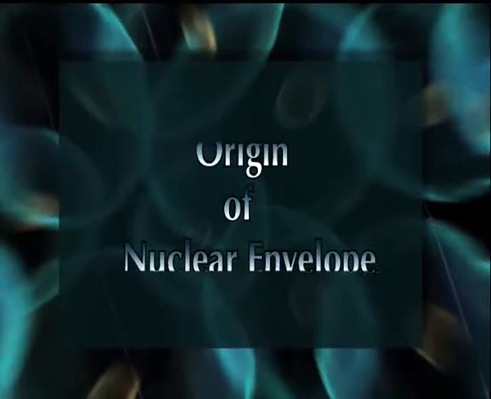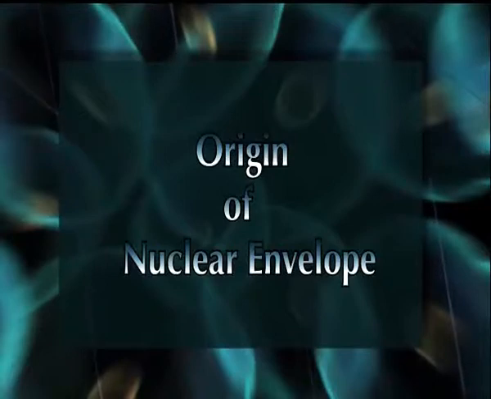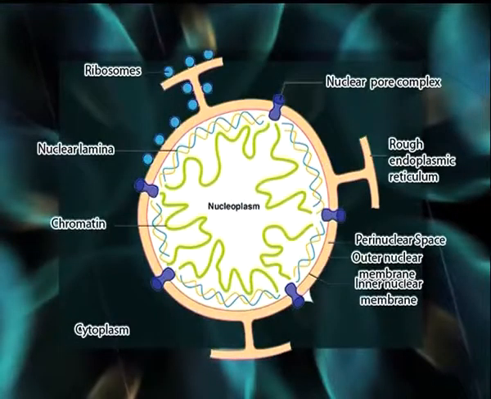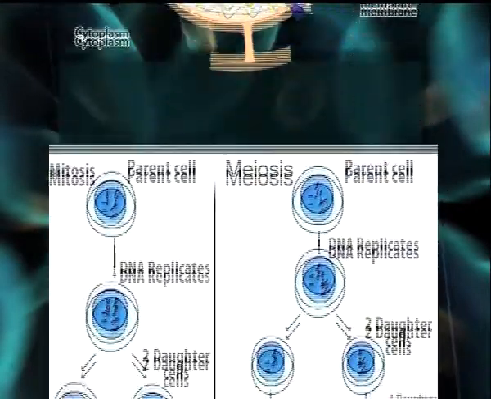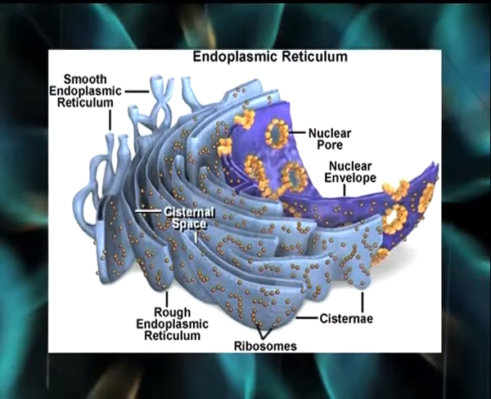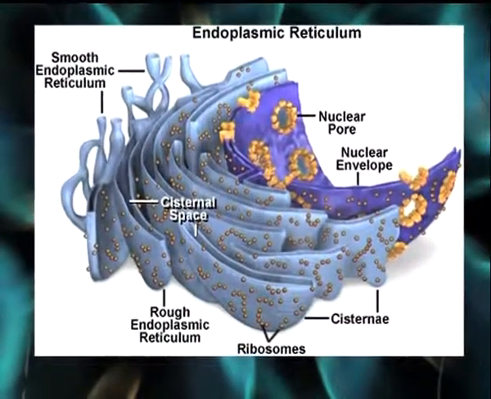Origin of nuclear envelope. There are a number of evidences which support the view that the nuclear envelope is actually a specialized cytoplasmic structure originating from the endoplasmic membrane system. It has been reported that the nuclear membrane breaks into a number of fragments which merge with endoplasmic reticulum elements during the later stage of prophase of mitosis and meiosis. It is reformed during telophase from the cisternae of endoplasmic reticulum.